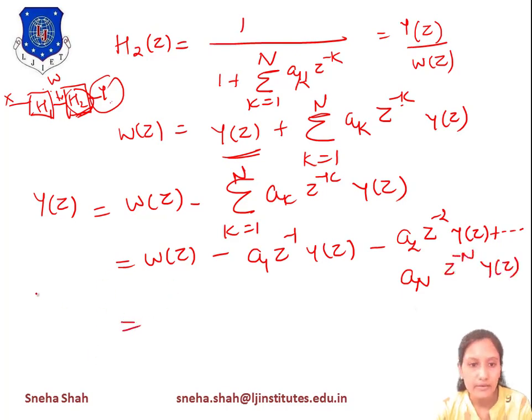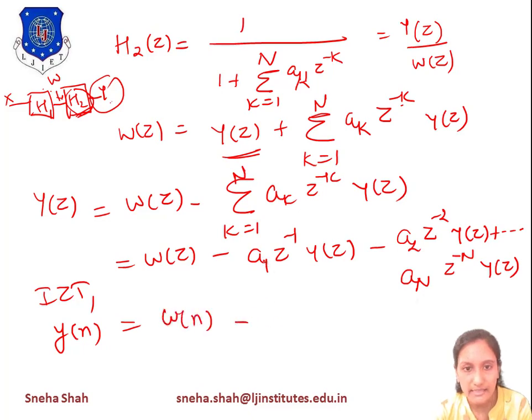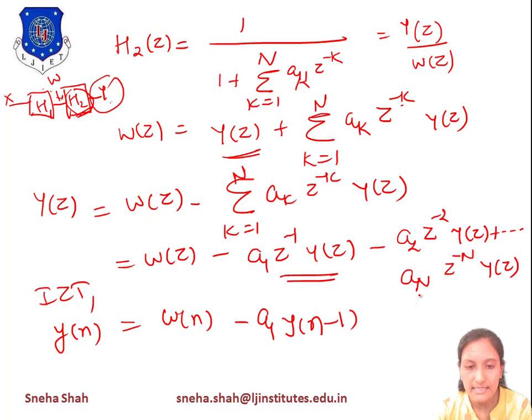Now if we take the inverse z transform of this, then Y of z becomes y of n, W of z becomes w of n, minus a1, constant as it is. Now this term will represent y of n, because of this delay it will represent y of n minus 1, up to the last term an, this term representing y of n minus capital N.